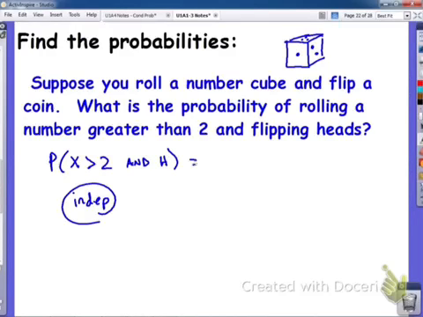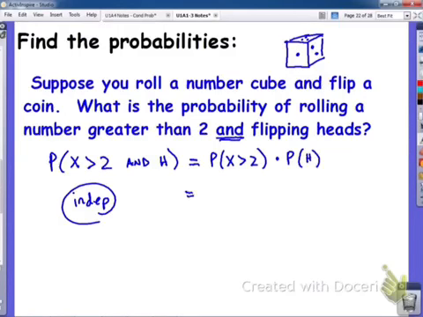So if it's independent, what is the probability going to be equal to? What's going to be equal to the probability of rolling a number greater than 2? What do I do here? Add. What's the formula say that I showed you just a moment ago? Multiply. Whenever you have and, you multiply. So we're going to multiply the probability of rolling a number greater than 2 times the probability of flipping a coin and it landing on heads.